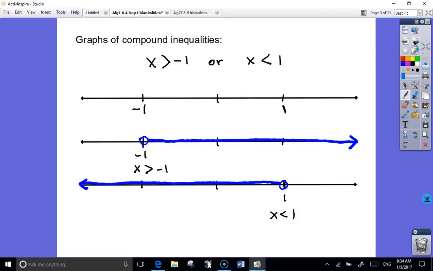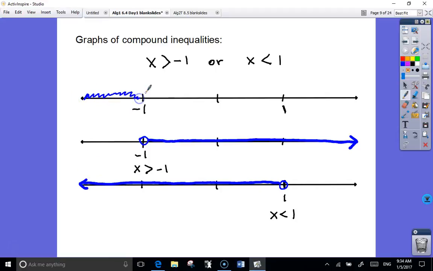Okay, what if I said "or"? What if I change that to an "or"? What am I going to end up shading on the top number line? Remember, since it's an "or", you don't need both of them to be shaded. You just need one part of it to be shaded. Okay, should I shade less than -1? Is either one of these shaded less than -1? Yeah, this one is shaded, right? So I'm going to go, yeah, that's a good one.